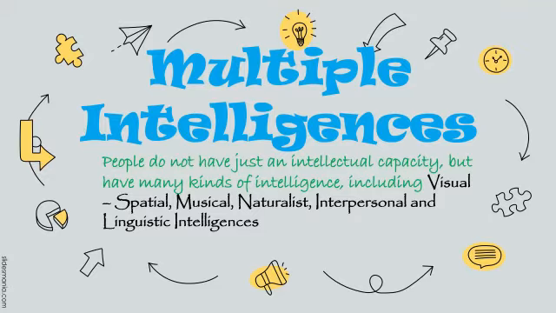One such conception is the theory of multiple intelligences proposed by Harvard psychologist Howard Gardner. Gardner proposed that there are eight intelligences and has suggested the possible addition of a ninth known as existentialist intelligence. In order to capture the full range of abilities and talents that people possess, Gardner theorizes that people do not have just an intellectual capacity, but have many kinds of intelligence, including musical, interpersonal, spatial, visual, and linguistic intelligences.